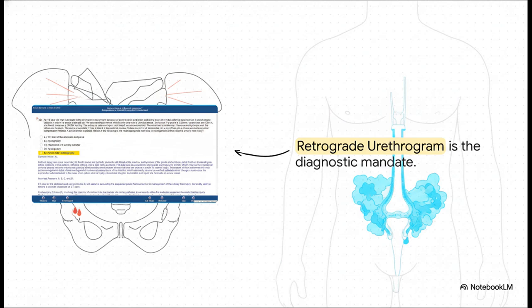And this brings us to our diagnostic mandate. When you see that triad, or frankly even just blood at the meatus after blunt pelvic trauma, your immediate, non-negotiable next procedural step is a retrograde urethrogram, or RUG. We're talking about injecting contrast directly into the urethra to visualize its structural integrity. You are actively hunting for extravasation of contrast before you ever even think about touching a catheter.